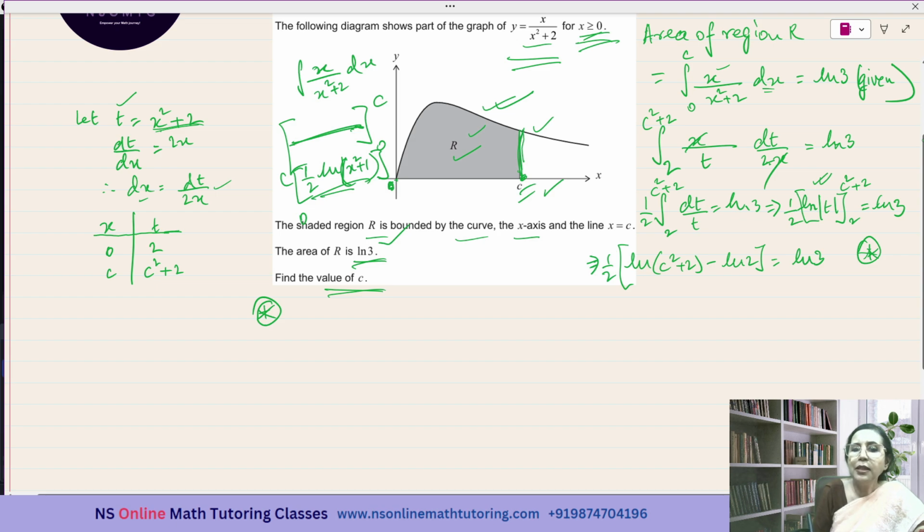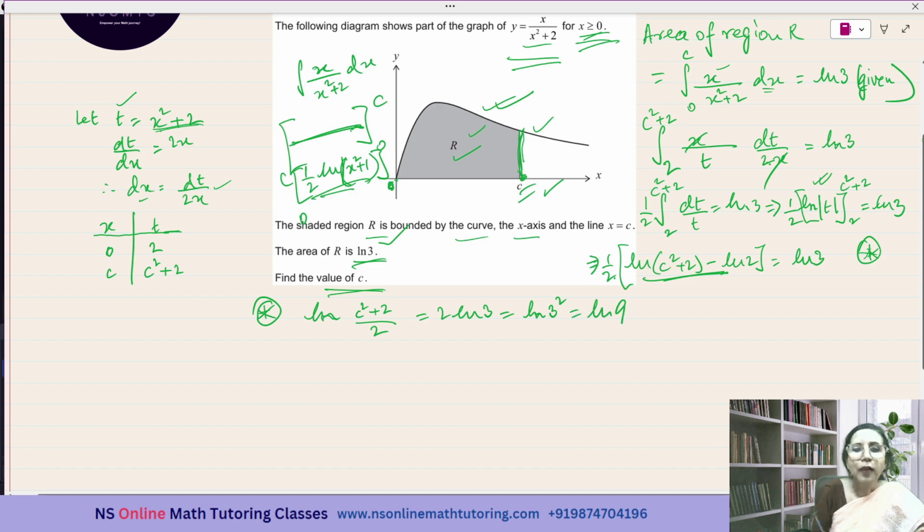I can take this to that side. That means I'm multiplying the entire equation by 2. And I can combine these two terms as well. So I'm writing this as ln of (c square plus 2) over 2, and this is equal to 2 ln of 3, since I have multiplied the entire equation by 2. And 2 ln of 3 is equal to ln of 3 square, which is equal to ln of 9.